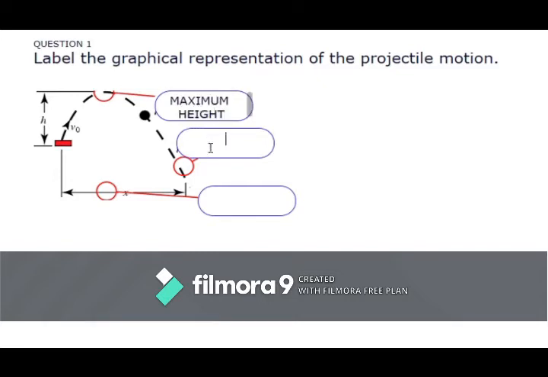Next, how about this one? The trajectory of a certain projectile. We call it the parabolic trajectory. And how about this one? Yes, you got it right. The answer is range. Now you have the different parts of a projectile motion, and we proceed to the different factors that affect projectile motion.